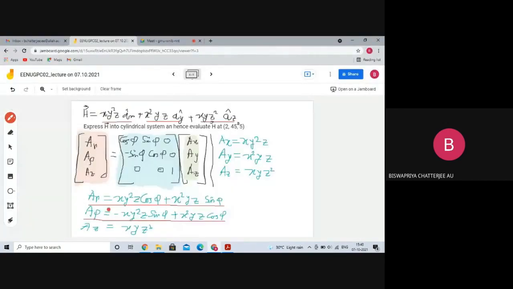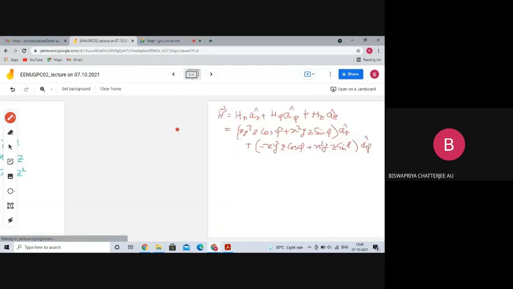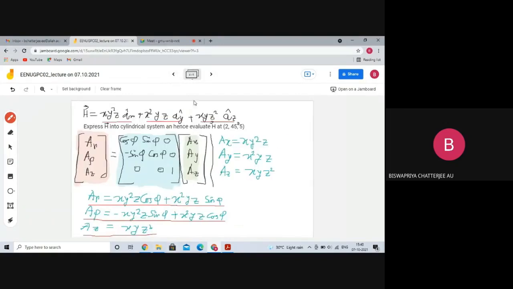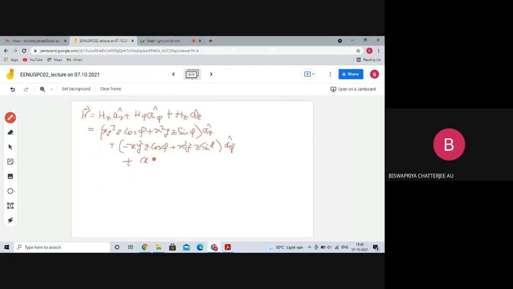And what is A_z or H_z? It is x y square z. So plus x y z square, a_z cap. So this is the complete transformation that has been done.